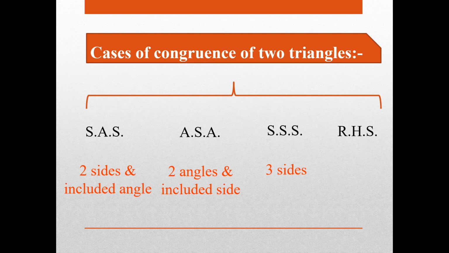Fourth case is right angle, hypotenuse, side. In this case, for right triangles only: if in the right angle triangle, the hypotenuse and a side of the right angle are congruent to the corresponding parts in the second triangle, then the two triangles are congruent.